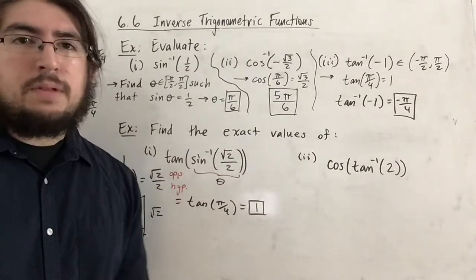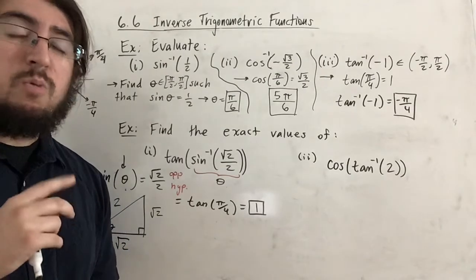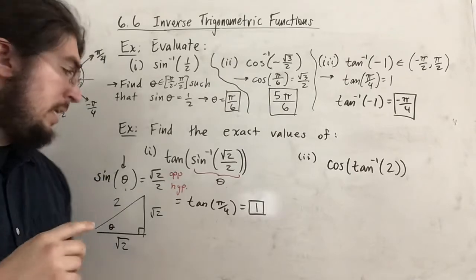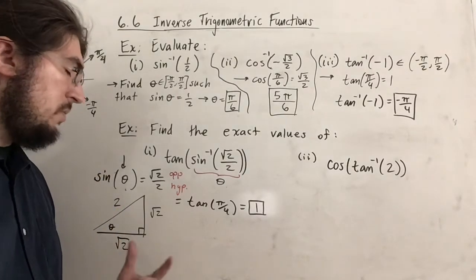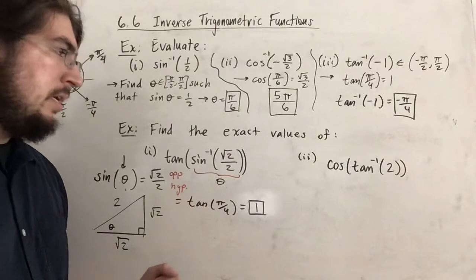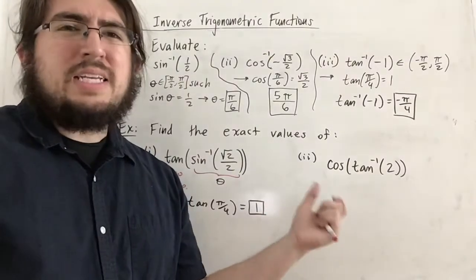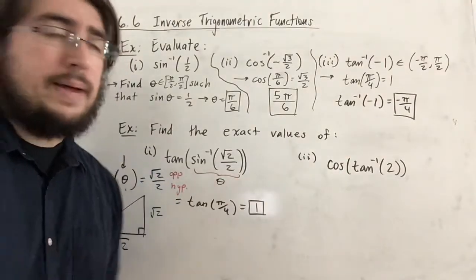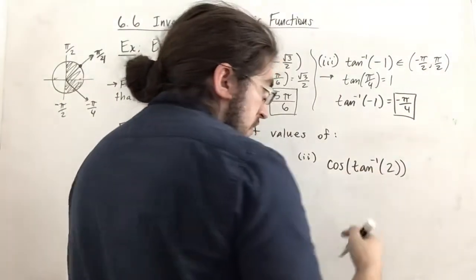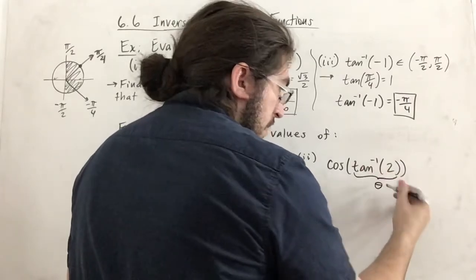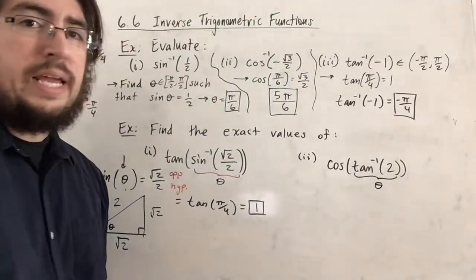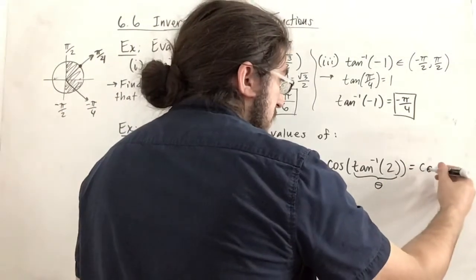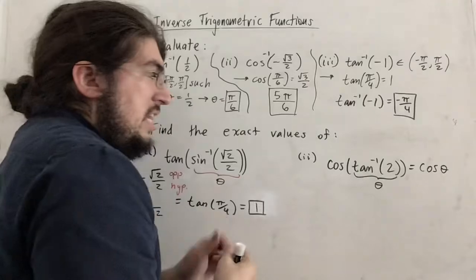For this second example here, there's actually only really one way of doing it to get the exact value. And the reason why has to do with the fact that tangent inverse of 2 isn't actually a value we know. So we're not going to find tangent inverse of 2, we're going to bypass that. So we're just going to call this theta, and we want to find cosine of theta. So let me just write this is equal to cosine of theta with that in mind.